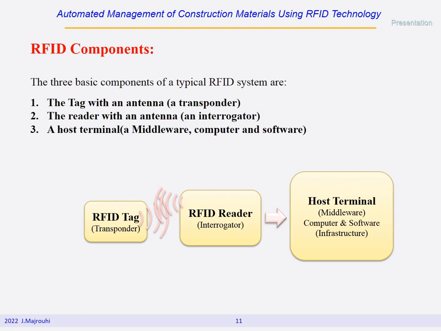RFID has 3 basic components. The tag with an antenna, called a transponder. The reader with an antenna called an interrogator. A host terminal, which is a middleware computer and software.